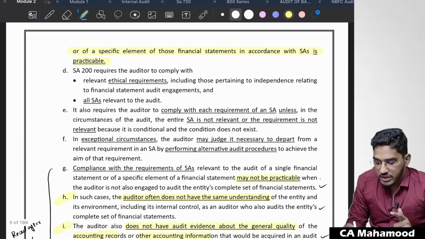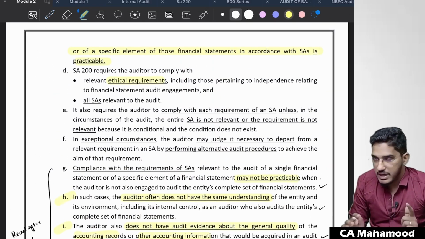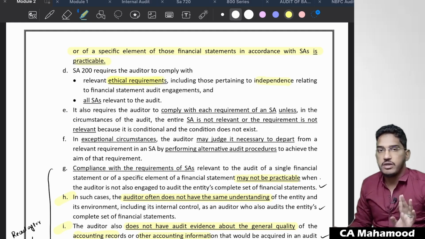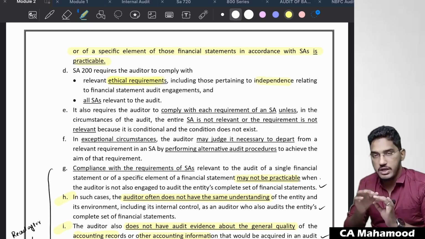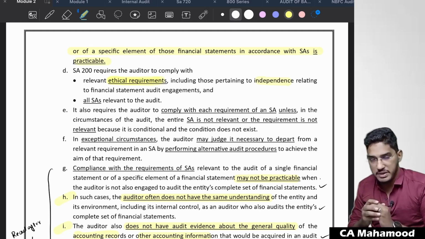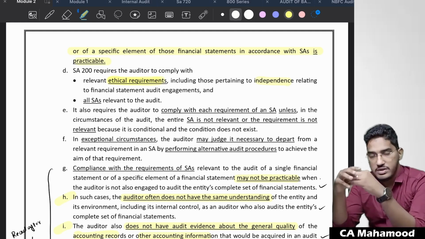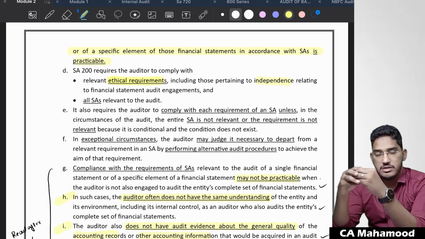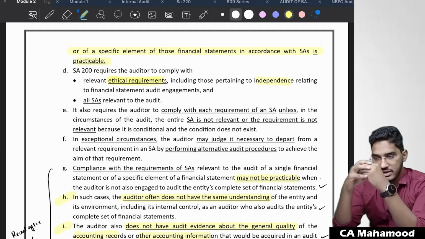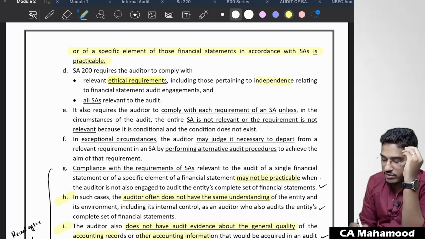SA 200 requires the auditor to comply with all relevant ethical requirements. As I have told, even in the audit of single financial statements you have to comply with all ethical requirements, including independence. What are the 5 ethical requirements? Integrity, objectivity, confidentiality, professional competence and due care, and professional behavior. Like the way you are required to comply with ethical requirements in the case of normal audits, even in the case of a single financial statement or specific item of the financial statements, you need to comply with all those ethical requirements. And also you need to comply with all SAs relevant to the audit.